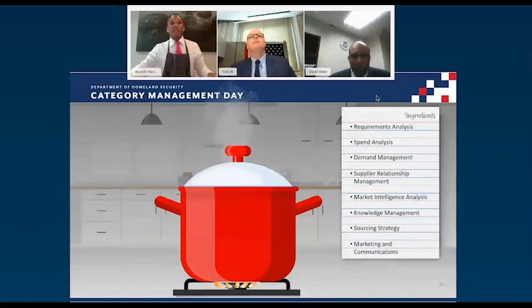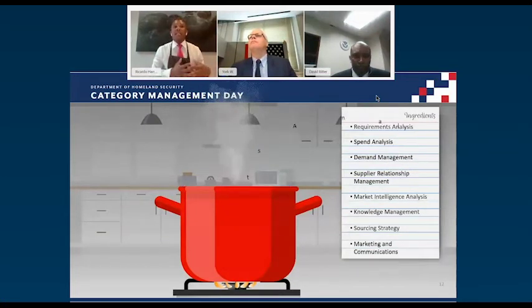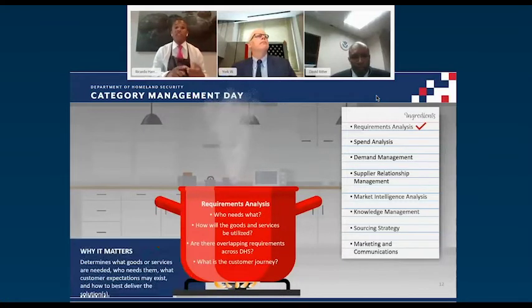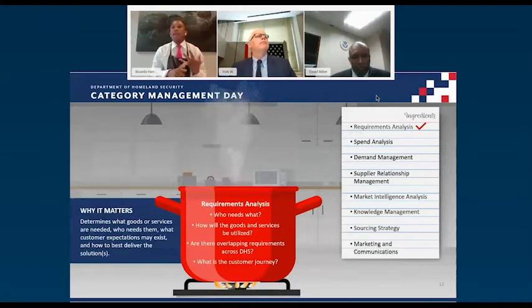The first ingredient that we have is what we consider requirements analysis. Requirements analysis is a process conducted to determine what goods and services are needed and by whom, how the goods and services are utilized, and to establish if there are overlapping requirements across DHS. That's one of the things that SSO does, is making sure that if we can identify that there are requirements that overlap across multiple components, then maybe it's something that we might want to look into to see if there is a way for us to acquire those goods and services much more efficiently.